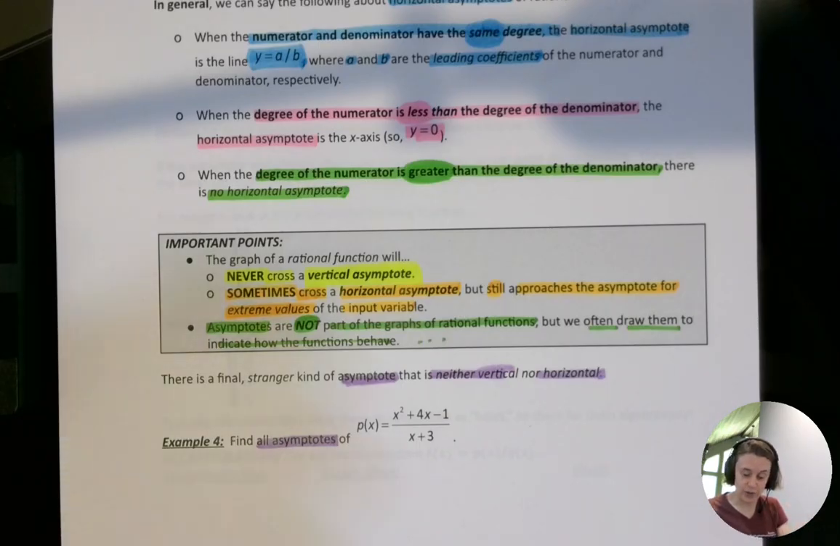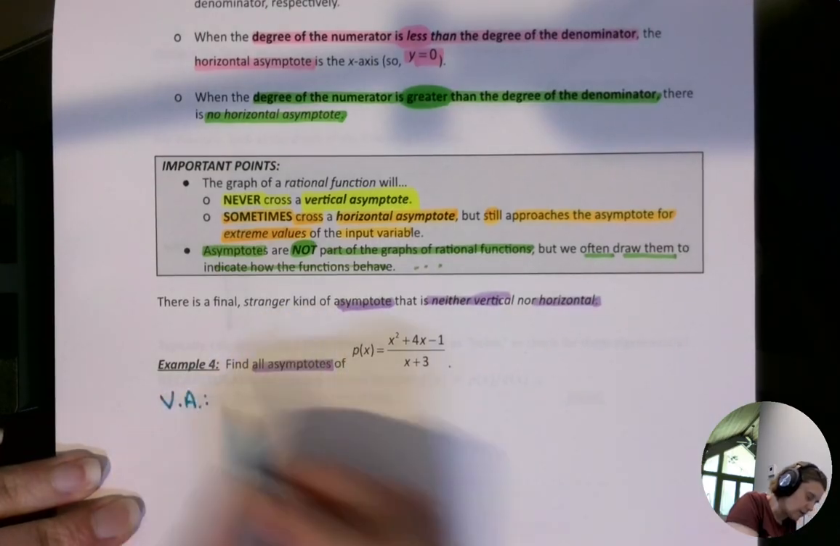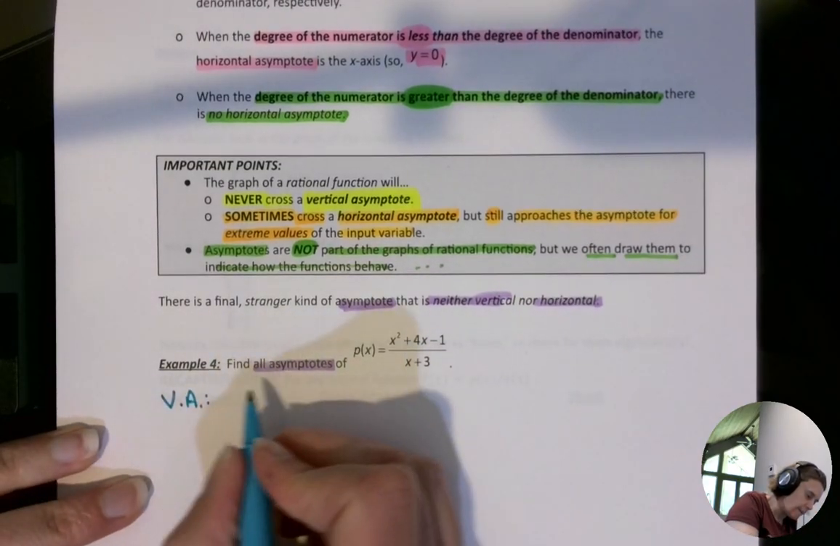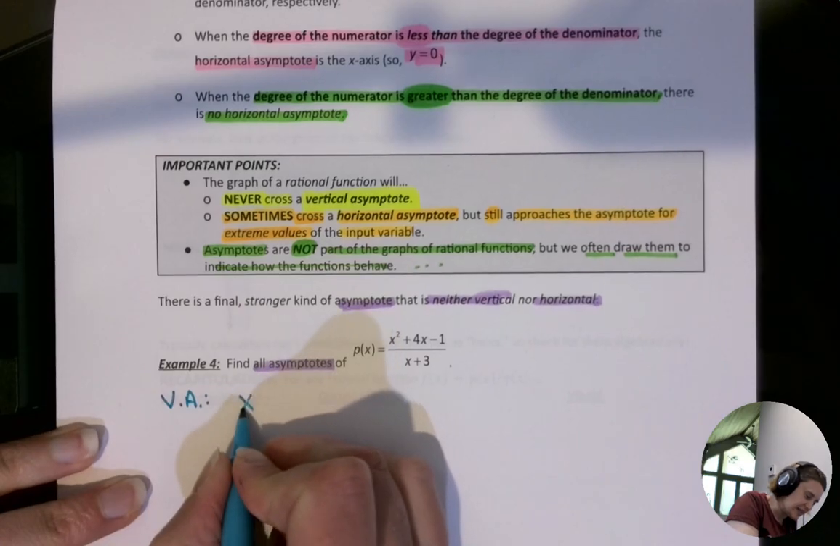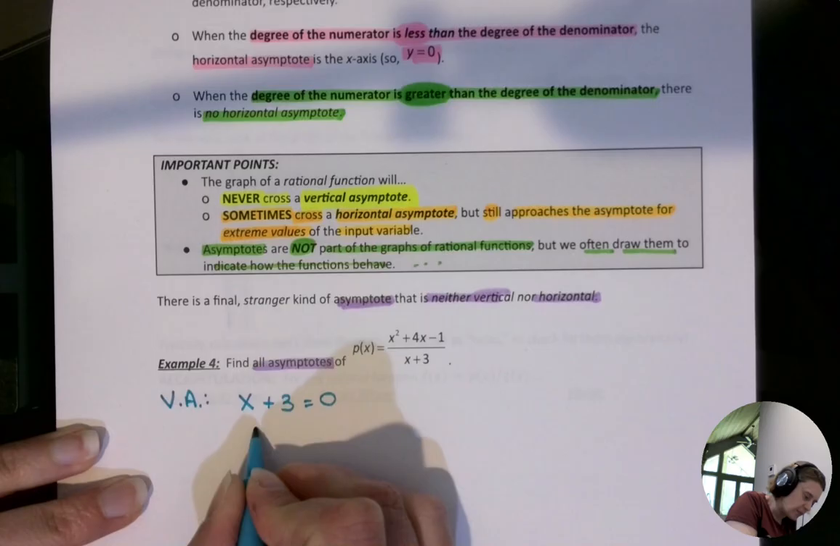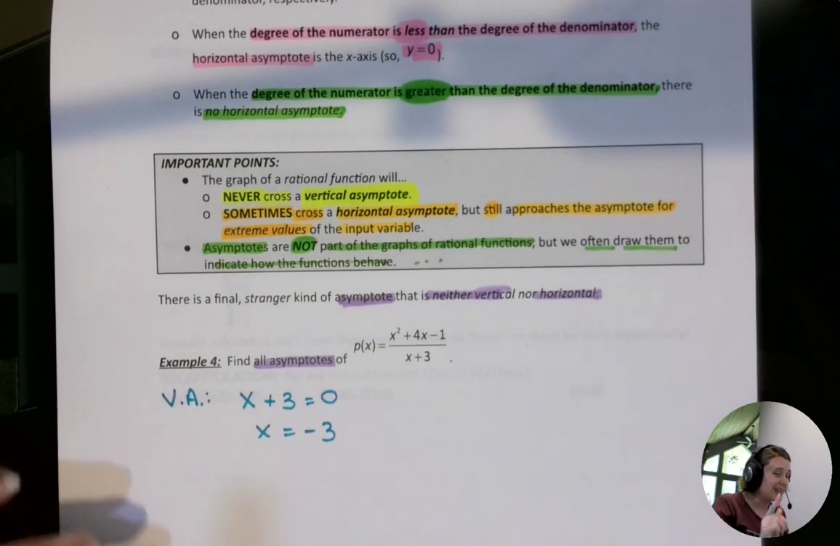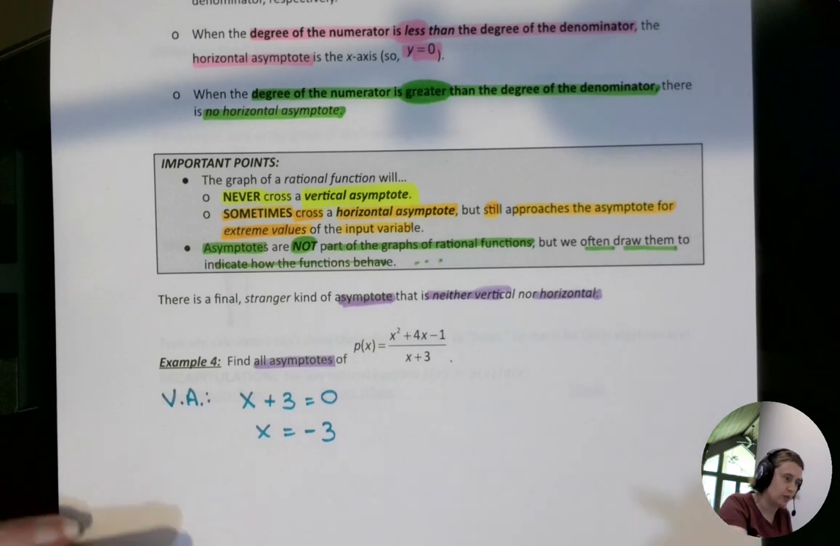vertical asymptote. We do know vertical asymptote, and there is a denominator. So we're going to set it equal to 0 to attempt to find the vertical asymptote. So let's set the x plus 3 equal to 0. The vertical asymptote is going to be at x equals negative 3 as long as that factor doesn't reduce.